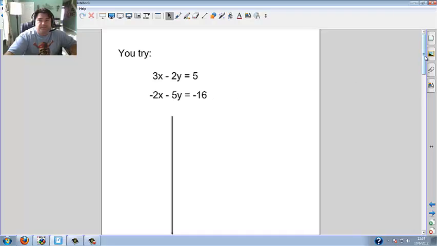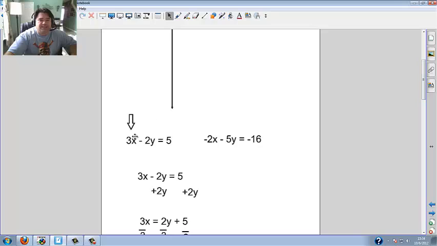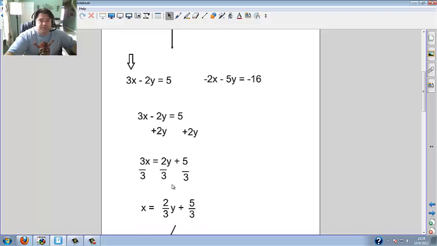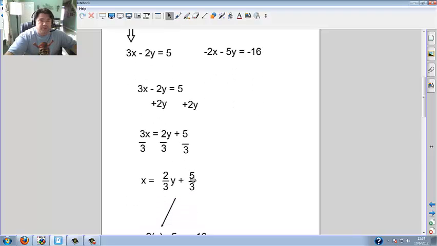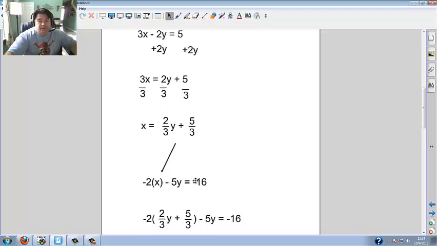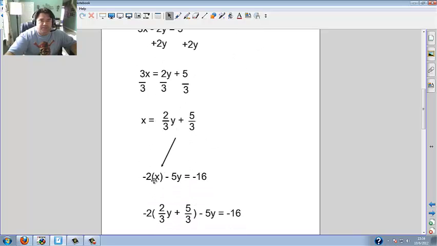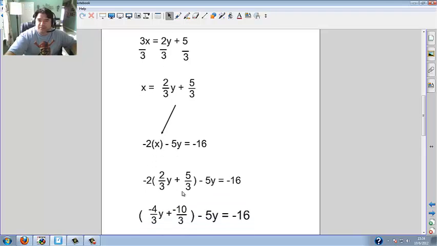Let's take a look. I went ahead and isolated this 3x. It was my choice. I just wanted to. So I added 2y to both sides. So I got 3x equals 2y plus 5. Divide by 3, divide by 3, divide by 3. All right. I got x equals positive 2/3 y plus 5/3. That's just myself. This was the other side. So instead of the x, I put this all in here, and I made it complicated on purpose, just so you could see that it can be done.